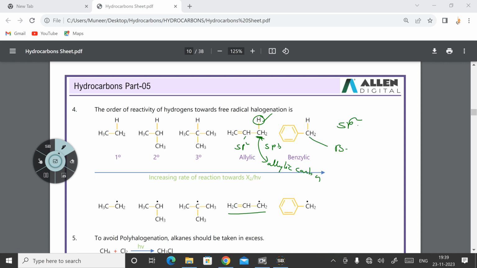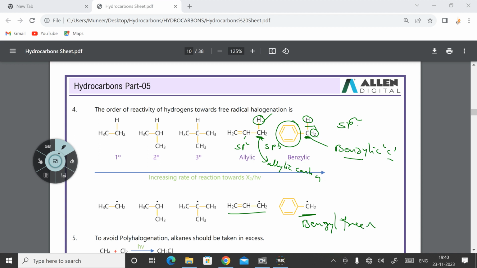Benzylic carbon, this one. What is benzylic carbon? The carbon atom which is bonded to the benzene ring, the phenyl group, the carbon attached next to it. This carbon is called benzylic carbon. The hydrogens present at the benzylic carbon are called benzylic hydrogens. Of 3 hydrogens, if one is lost by free radical mechanism, a benzyl free radical is formed.